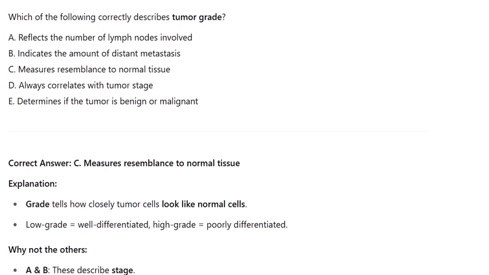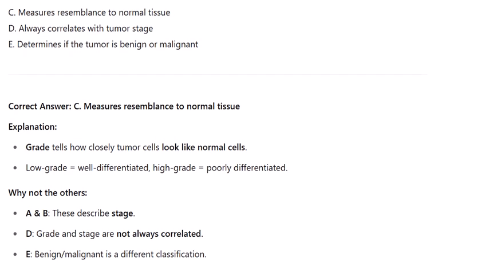Explanation. Grade tells how closely tumor cells look like normal cells. Low grade equals well differentiated. High grade, poorly differentiated. Why not the others? A and B describe stage. D. Grade and stage are not always correlated. E. Benign versus malignant is a different classification.